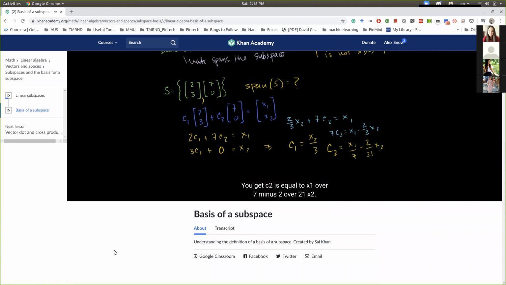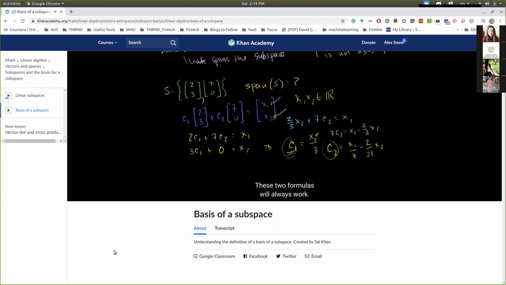So if you give me any x1 and any x2, where x1 and x2 are members of the real numbers, everything we're going to be dealing with right now is real numbers. You give me any two real numbers, I take my x2 divided by 3, and I'll give you your C1, and I take the x1 divided by 7 and subtract 2/21 times your x2, and I'll get you your C2. This will never break. There's no division by anything that could equal 0. These two formulas will always work.